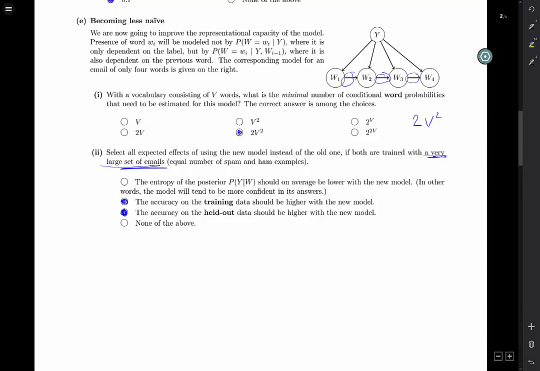The entropy of the posterior should on average be lower with the new model. So this is not true. Now let's see why. The original naive Bayes looks something like this. Here we have fewer edges than in our new model. Because we have fewer edges, this is the same as saying making stronger assumptions.